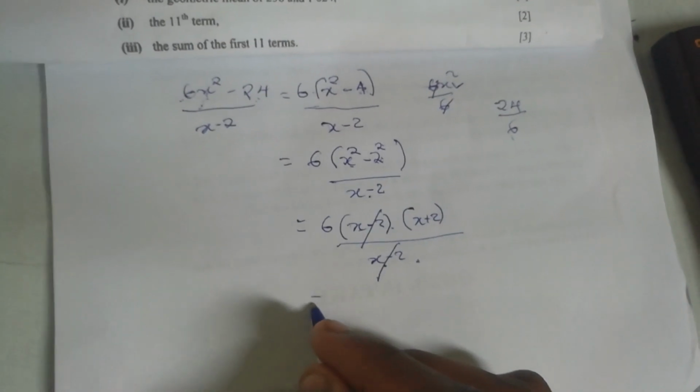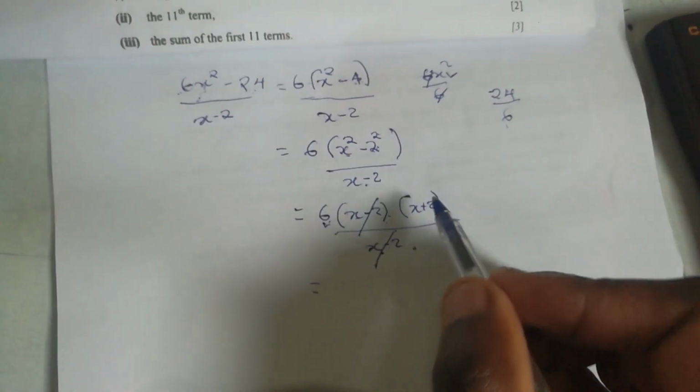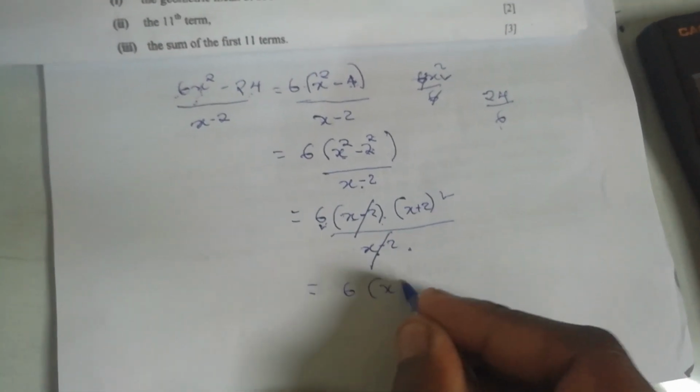So now we are going to write what we are seeing on top. On top, we are seeing a 6. We're also seeing an x plus 2. So we're going to write 6, open bracket, x plus 2.